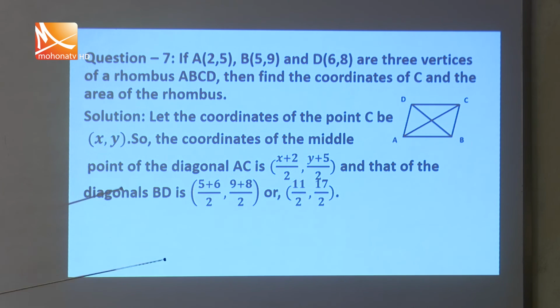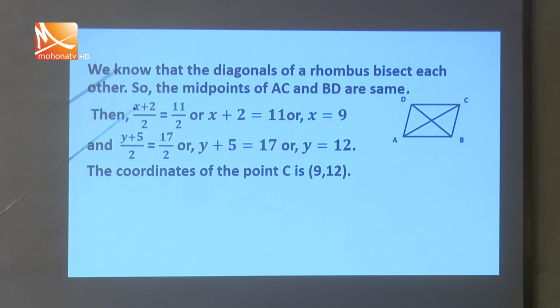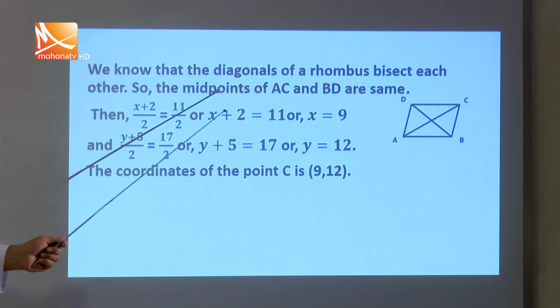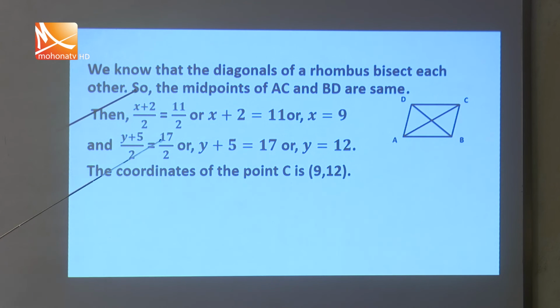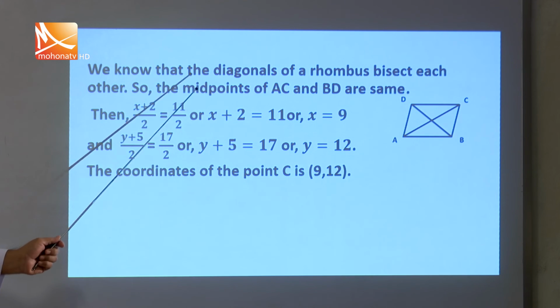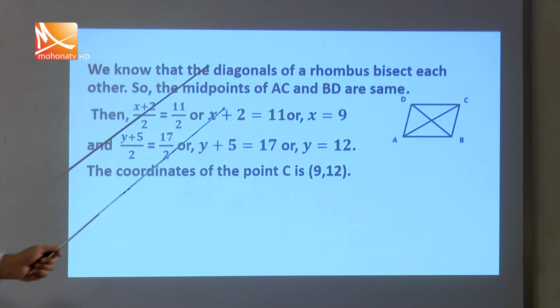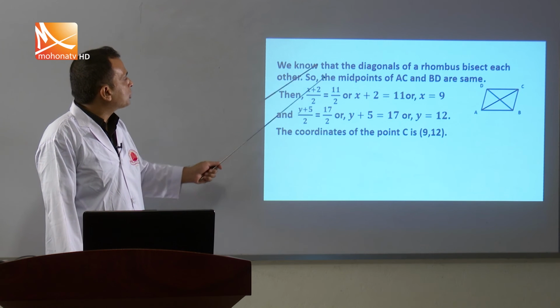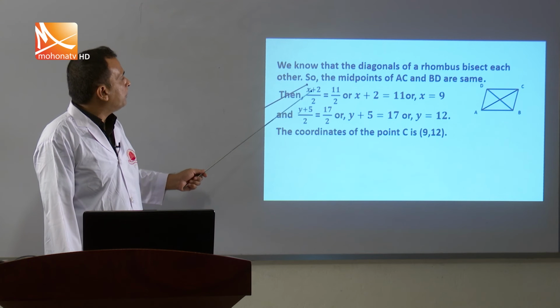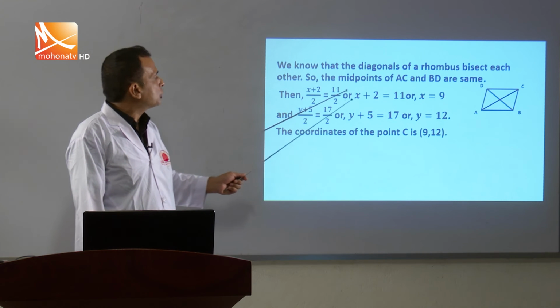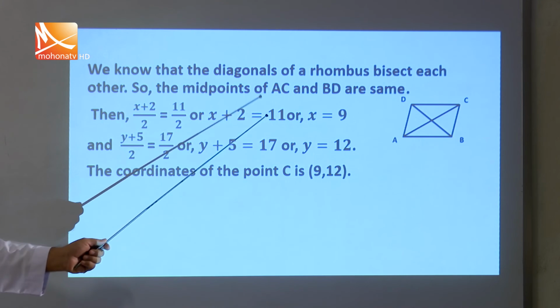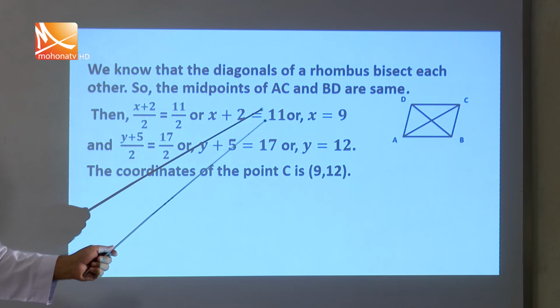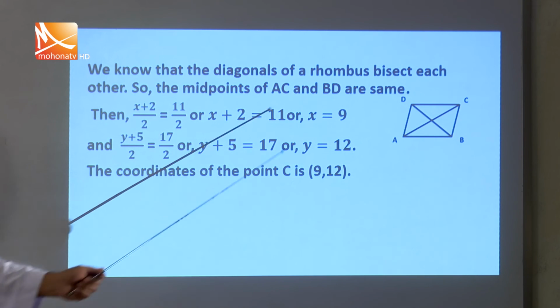Since we know that the diagonals of the rhombus bisect each other at their point of intersection, that's why the midpoints of AC and BD are the same. So we can write (x + 2)/2 equals 11/2, and if we multiply both sides by 2, then we will get x + 2 equals 11. Ultimately, if we make the calculation, we will get x equals 9.